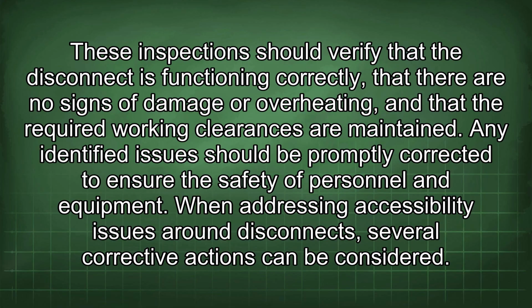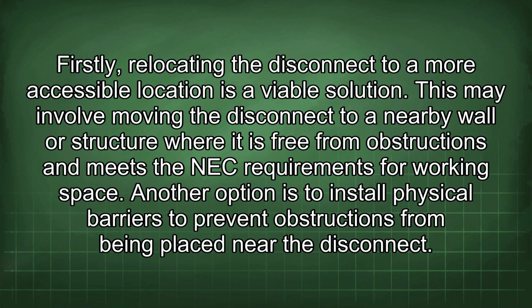When addressing accessibility issues around disconnects, several corrective actions can be considered. Firstly, relocating the disconnect to a more accessible location is a viable solution. This may involve moving the disconnect to a nearby wall or structure where it is free from obstructions and meets the NEC requirements for working space.